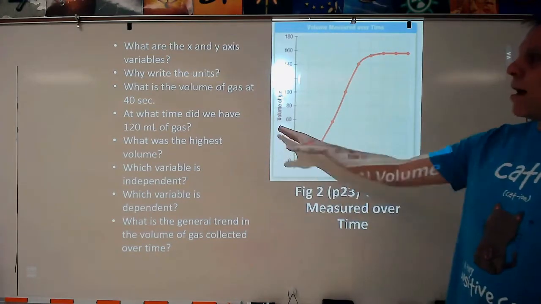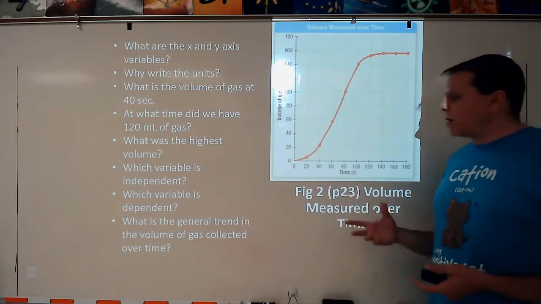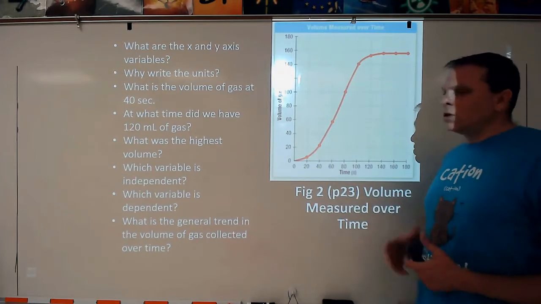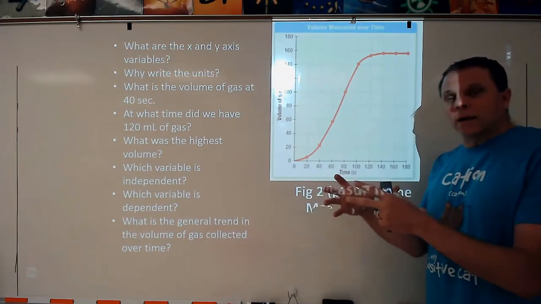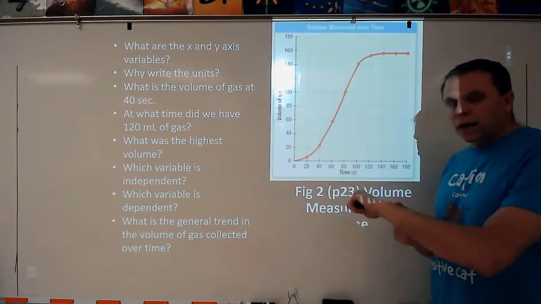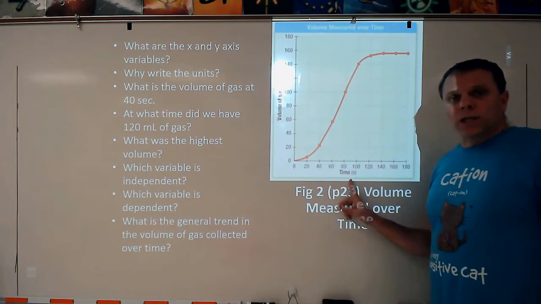So think about this graph. If you were looking at a balloon and how the balloon was changing its volume over a period of time, which one would you be controlling? Would you be controlling the amount of volume, the amount of gas that's in that balloon? Or would you be controlling the increments at which you were measuring? The increments at which you were measuring is what you control.